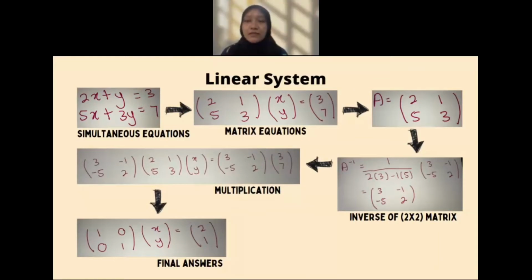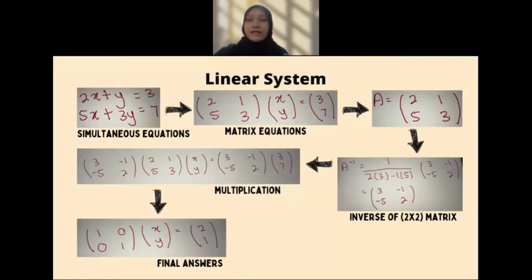Next is about linear system. So in this case, it actually is very easy to solve. For example, we have two simultaneous equations. From these simultaneous equations, we can turn them into a matrix equation. Now we take the matrix equation and multiply by A inverse.